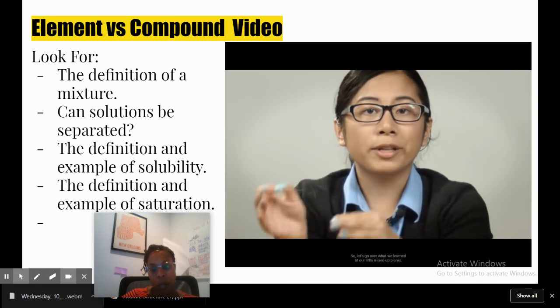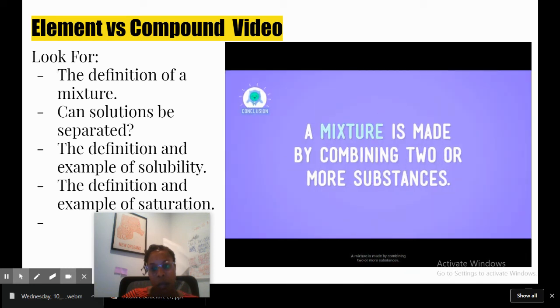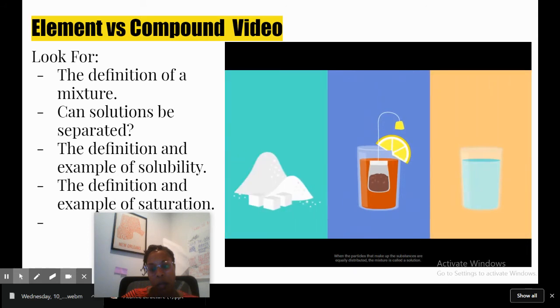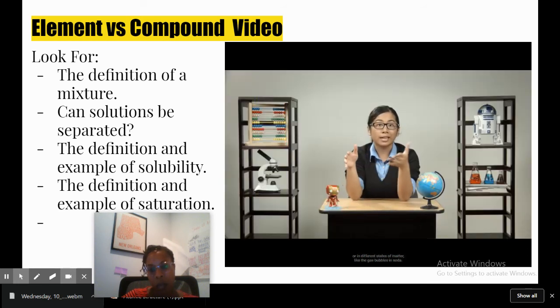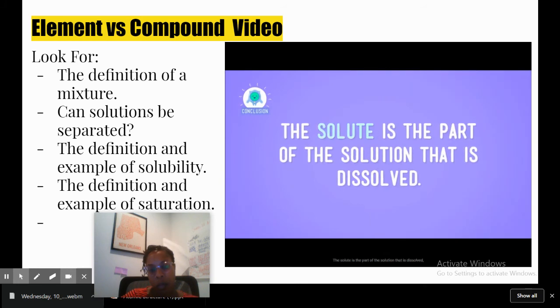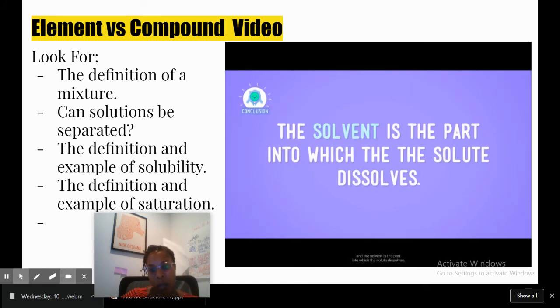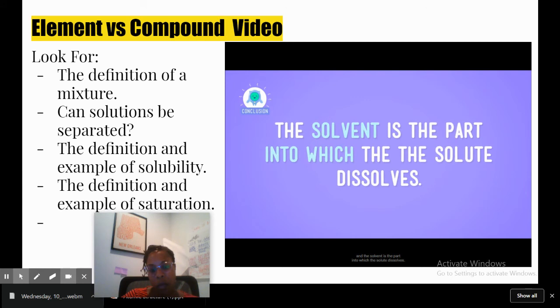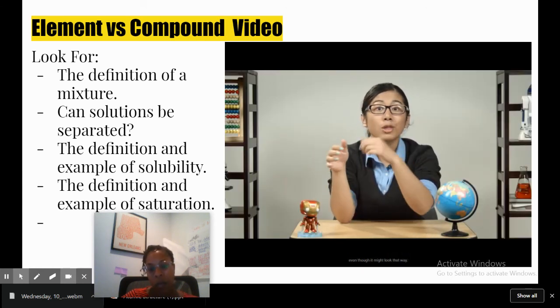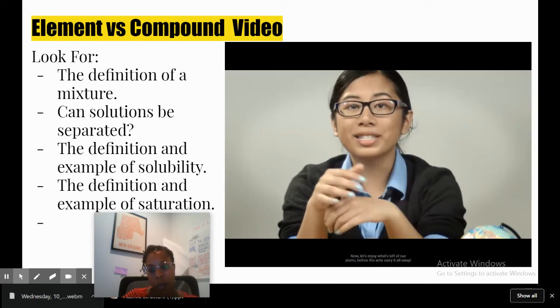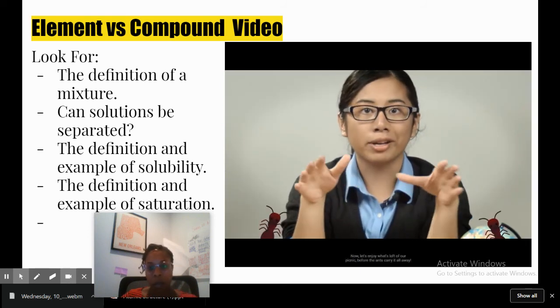So let's go over what we learned at our little mixed up picnic. A mixture is made by combining two or more substances. When the particles that make up the substances are equally distributed, the mixture is called a solution. Solutions can be made of substances that are in the same state of matter, like gases in the air, or in different states of matter, like the gas bubbles in soda. The solute is the part of the solution that is dissolved, and the solvent is the part into which the solute dissolves. And solutions and some other kinds of mixtures don't always make new substances, even though it might look that way. Now, let's enjoy what's left of our picnic before the ants carry it all away.